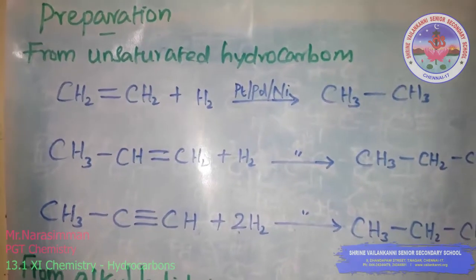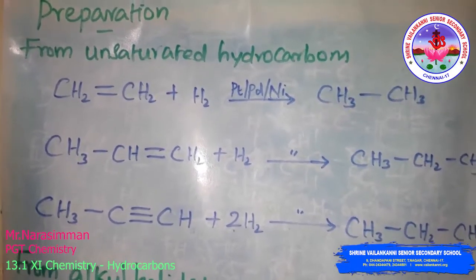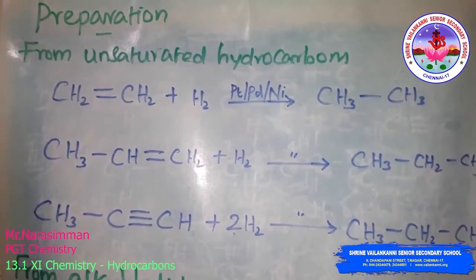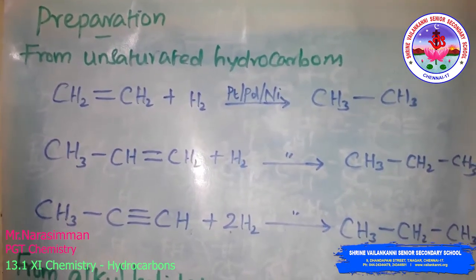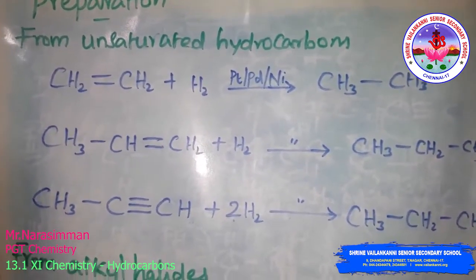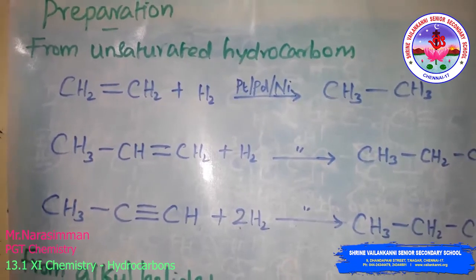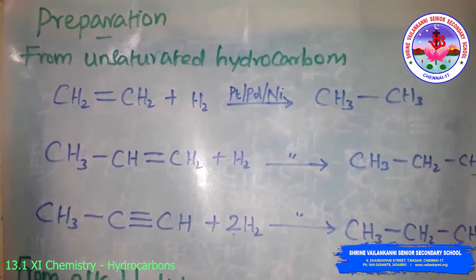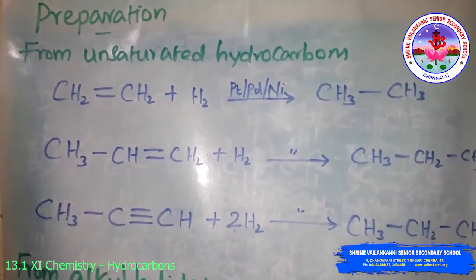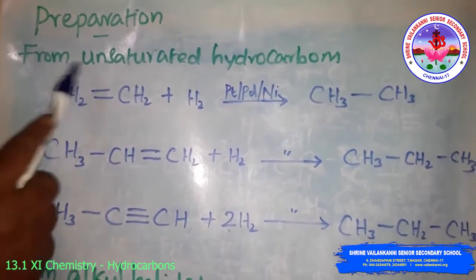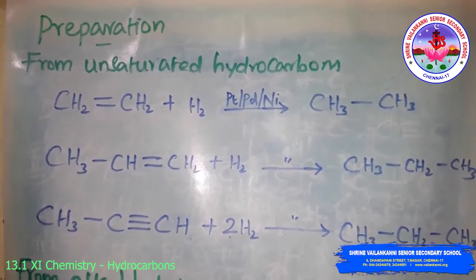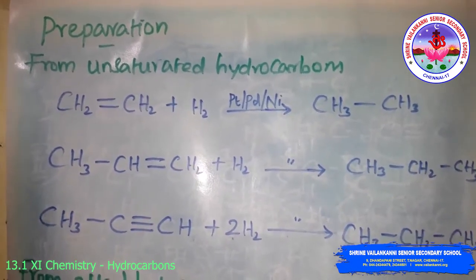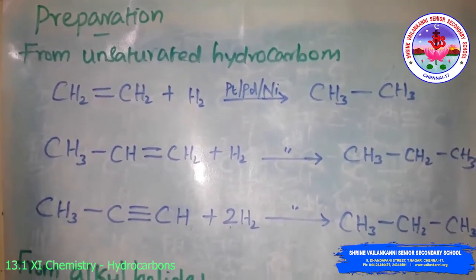Preparation of hydrocarbons. Mainly, hydrocarbons are obtained from petroleum and natural gas, which are the main sources of alkanes. We can also use some methods: preparation from unsaturated hydrocarbons, from alkyl halides, and from carboxylic acids. First we will see the unsaturated hydrocarbons.